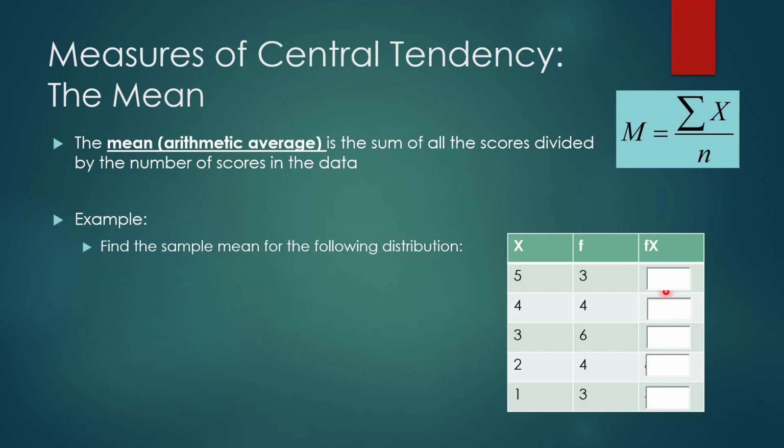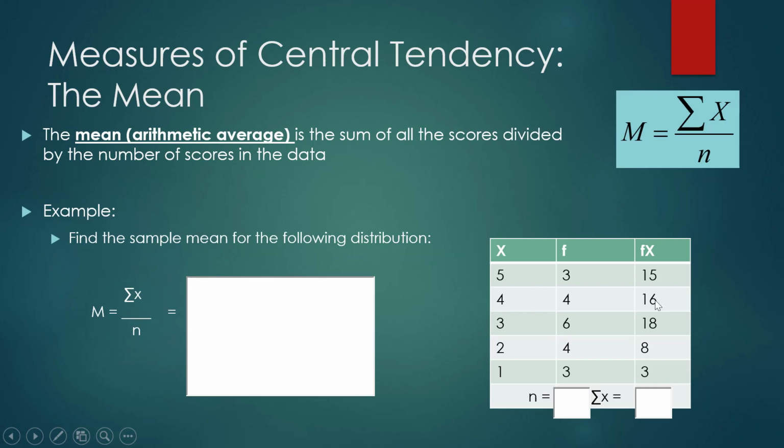So we'll do that on this page here. We have 3 5s, which gives us an fX of 15. We have 4 4s, so that would be 16. We have 6 3s. We have 4 2s, which would be 8, and we have 3 1s.